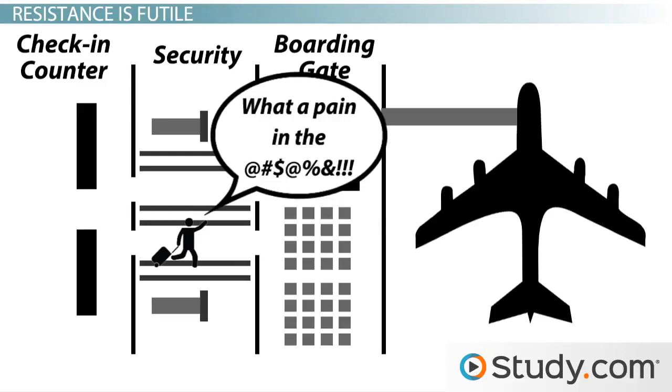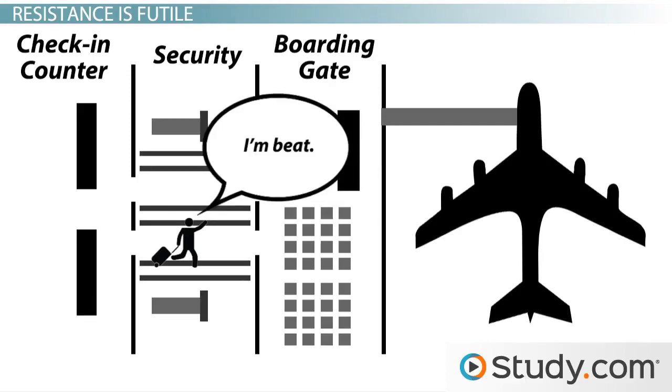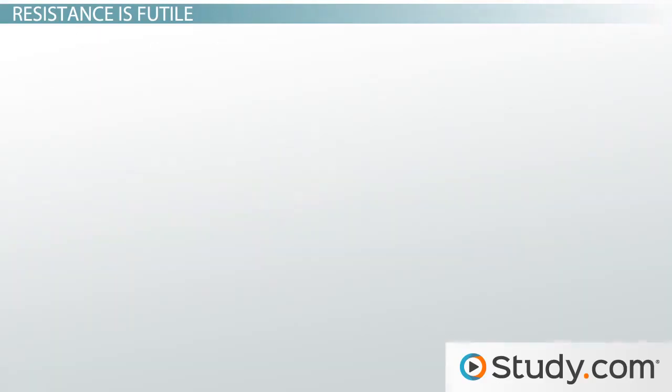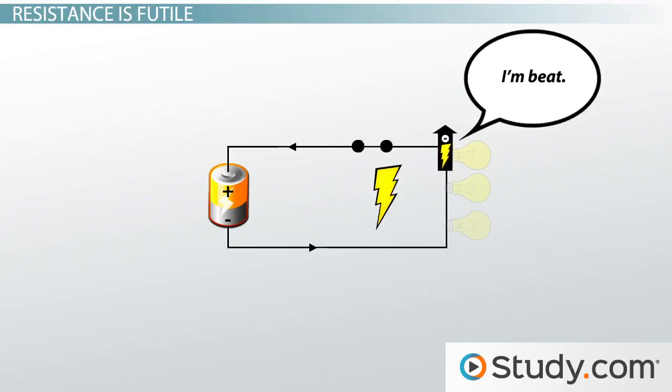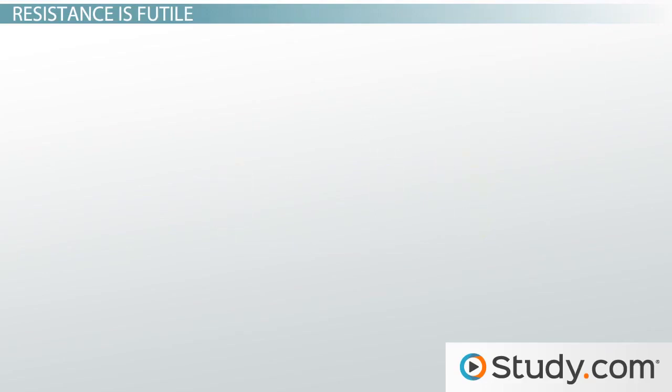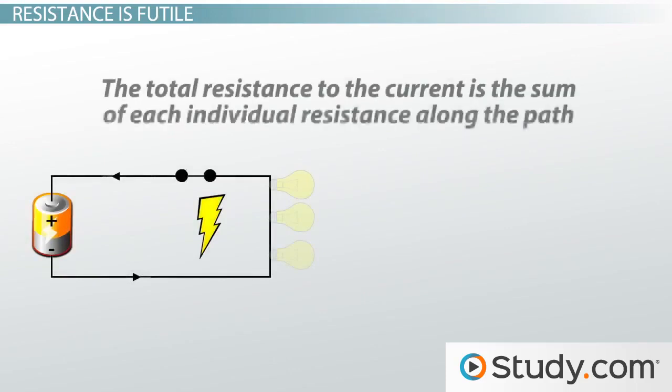It seems sort of redundant, and each time you have to get your ID out and show it to someone, you lose energy. It's simply exhausting going through all of those ID checkpoints. Electrons experience the same thing as they pass through resistors. It's like showing their ID to each of the light bulbs as they pass through, and they get tired of doing so and lose energy as they move along the series. What's really important about the resistance in a series circuit is that the total resistance to the current is the sum of each individual resistance along the path.